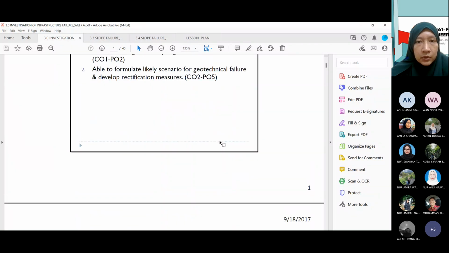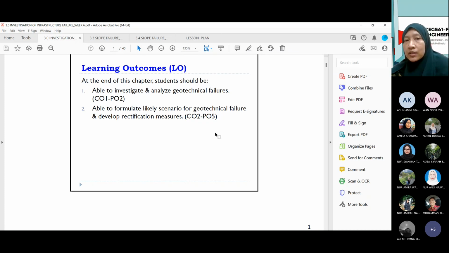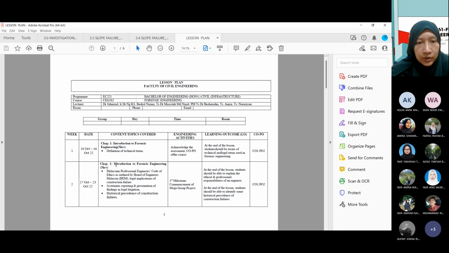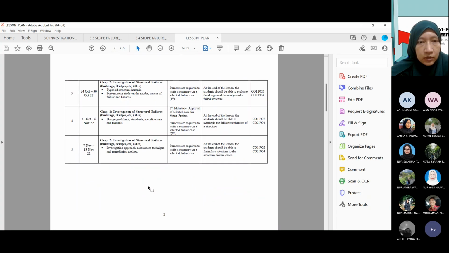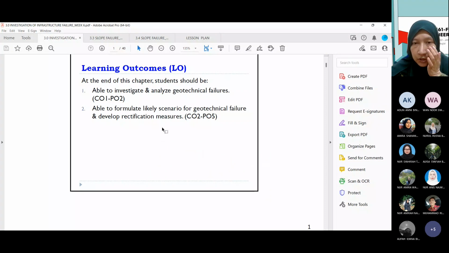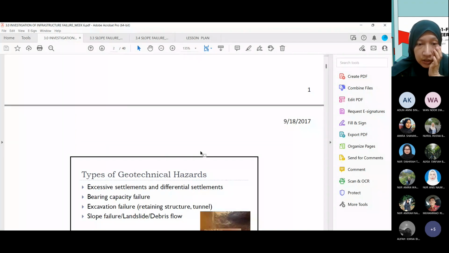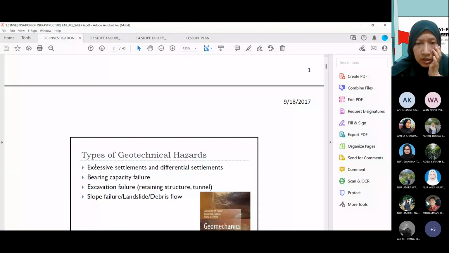And what are our learning outcomes? What we expect from every one of you is that you are able to investigate and analyze geotechnical failures. If I am not mistaken, during the early semester you were given the introductions on forensic engineering and on structural failures such as building and bridge, which are chapters 1 and 2. Right now, we are trying to analyze and investigate geotechnical failures such as settlements, bearing capacity failure, excavation failure, and lastly slope failure. Many failures can be involved during geotechnical construction work, so we only focus on these 4 types. If you encounter any other types of failures related to geotechnical engineering, you can also put them in your activity work. There is no problem.